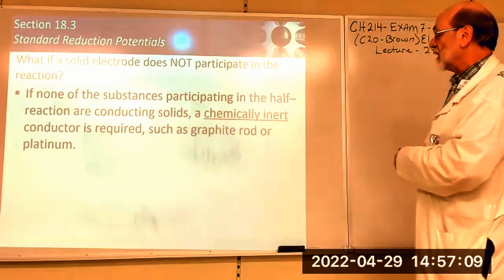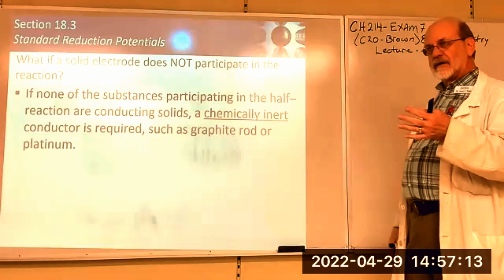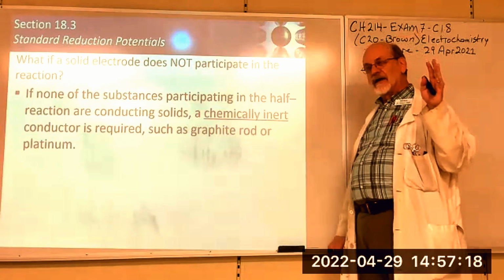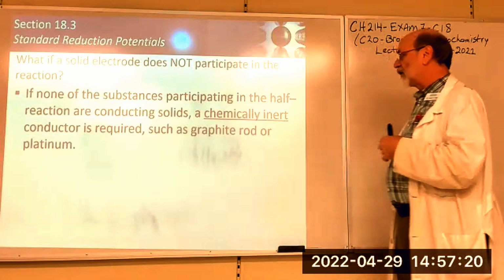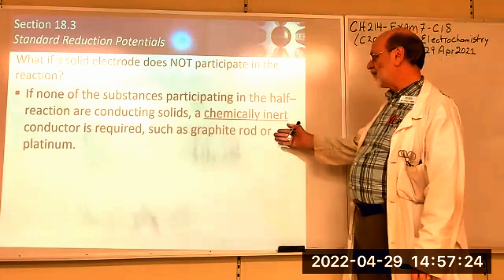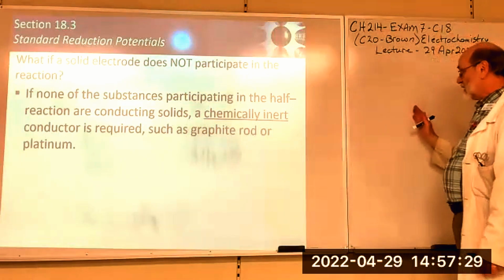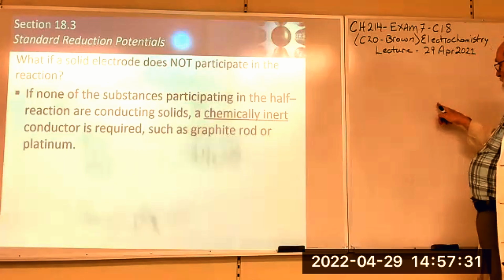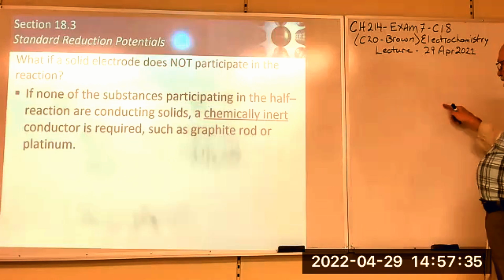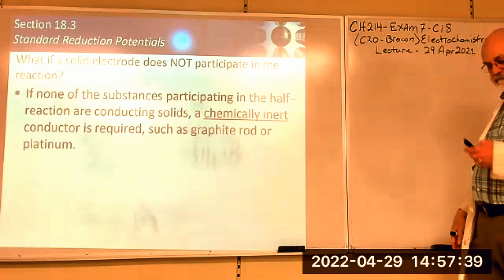Sometimes, if the reaction is entirely in the electrolyte, then you need a way to get the electrons in there or out of it. And for that, we use an inert material: carbon, graphite rod, or platinum. And if that's the case, then you draw the vertical line, you write carbon or platinum with a phase difference between the rest of the reaction.